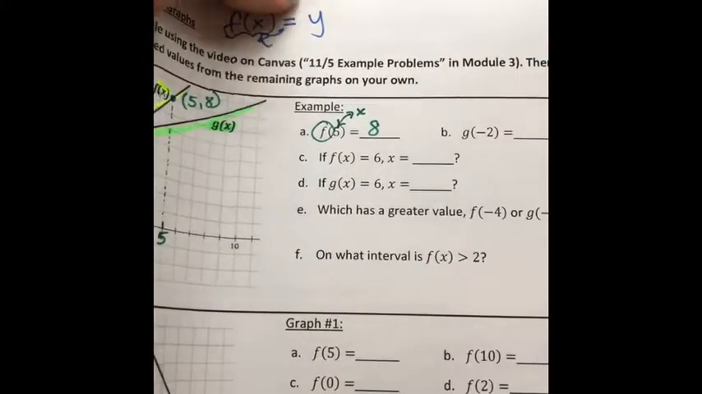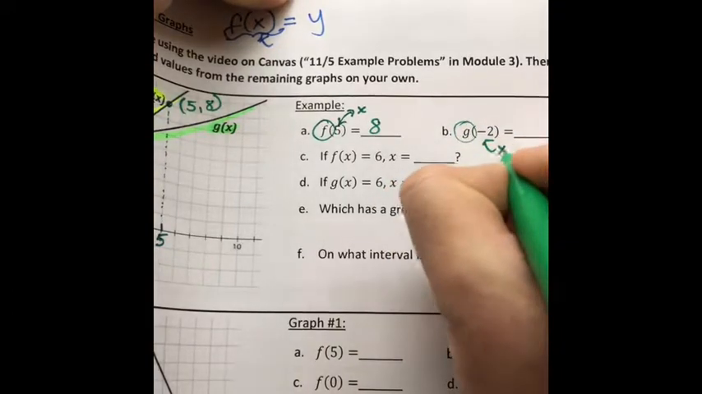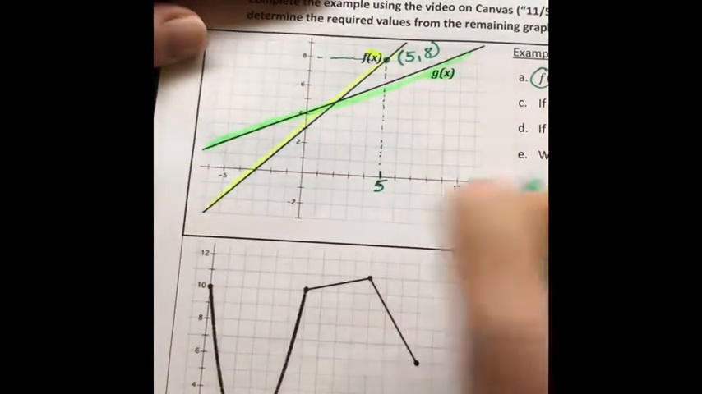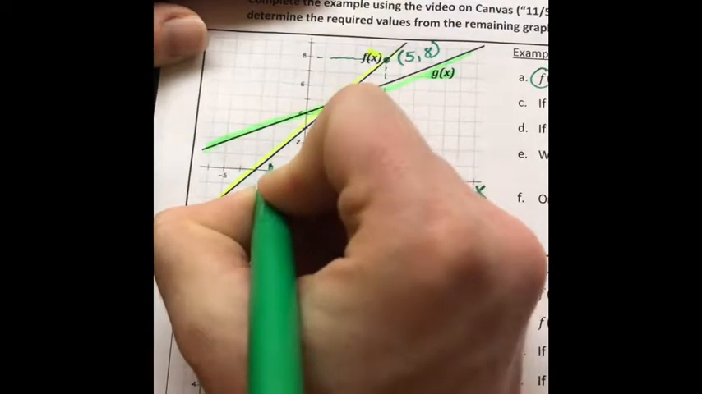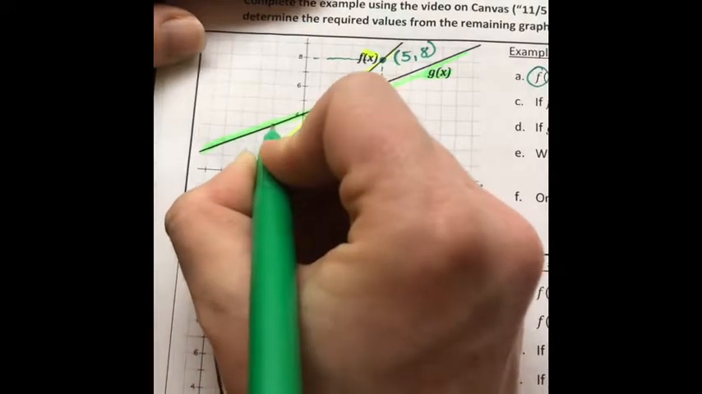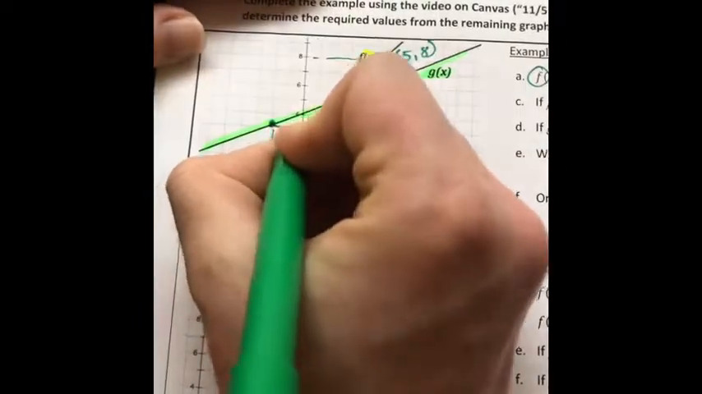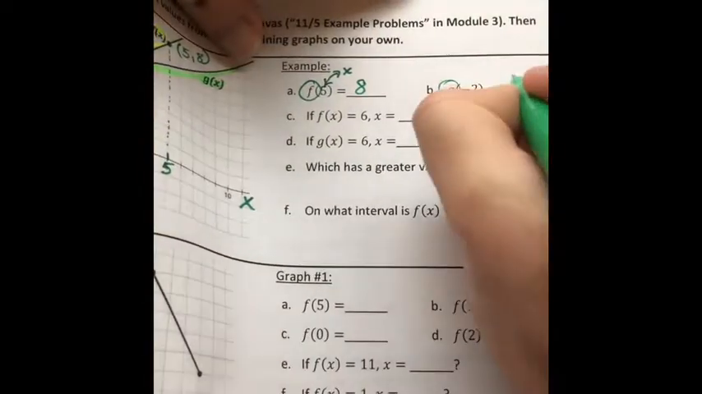Part B asks for something similar. This time it's g of negative 2. So I'm using my graph g, and this time my x value is negative 2. On my x-axis, the horizontal axis, I find negative 2 right here. Now I'm going to ignore f of x, that's not the line we're talking about, but I'm going to go all the way up to g of x. Whoops, went a little bit farther. There it is. When I carefully check where that is, that appears to be the y value 3, point negative 2, 3. So I can say that g of negative 2 is 3.